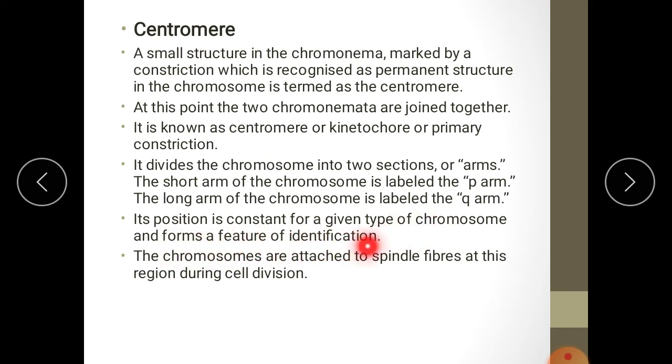So depending upon the position of the centromere, there are 4 different types of chromosomes. The chromosomes are attached to spindle fibers at this region during cell division. During cell division, chromosomes have to be moved towards opposite poles. That is done by the attachment of the chromosomes with spindle fibers at this region.